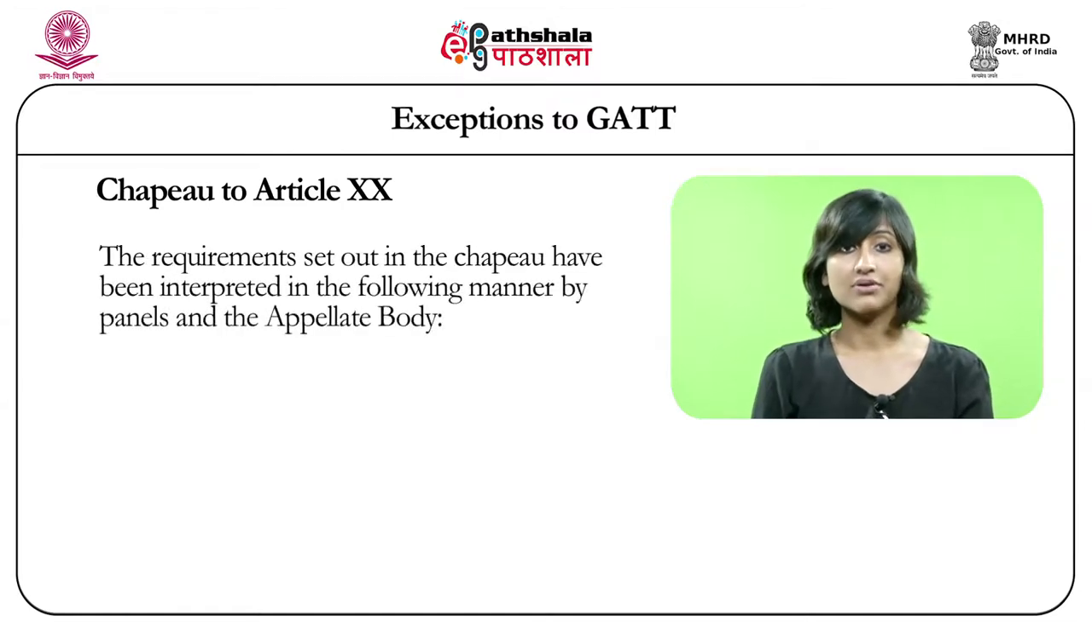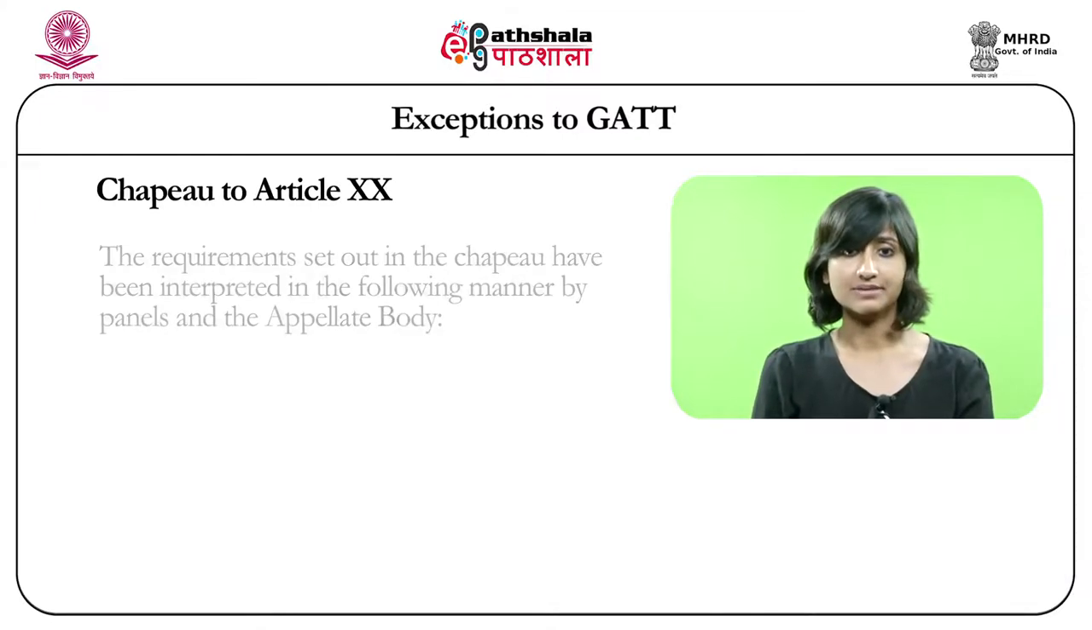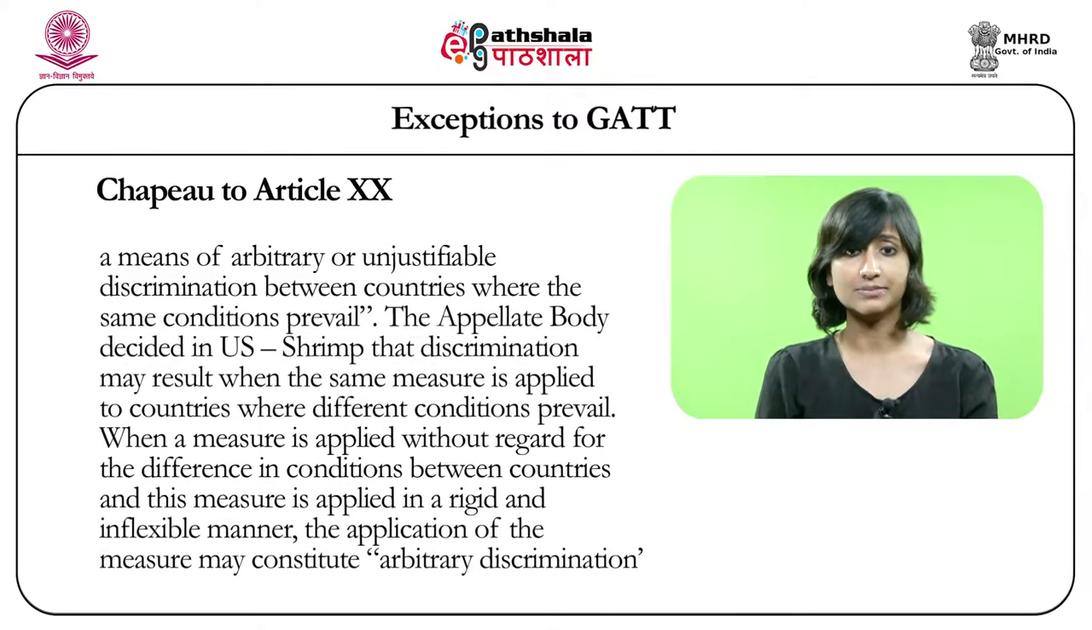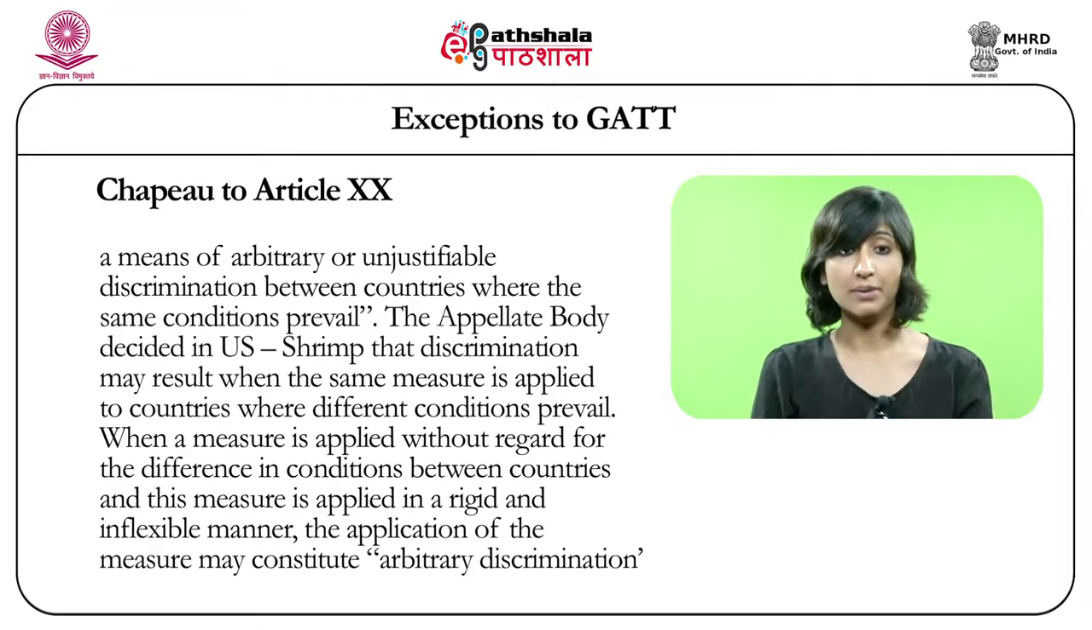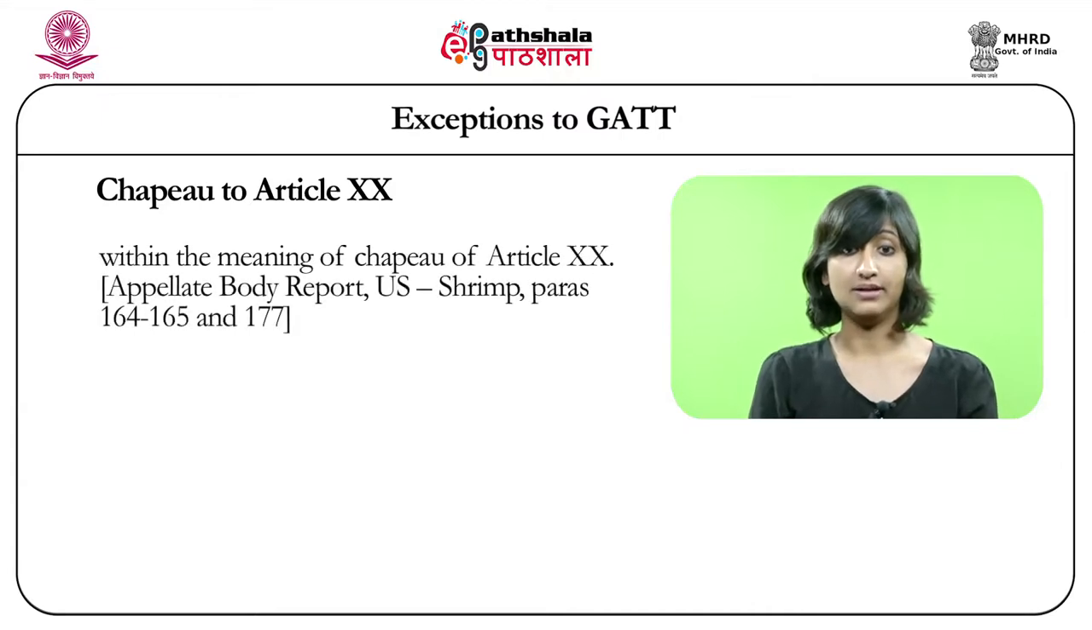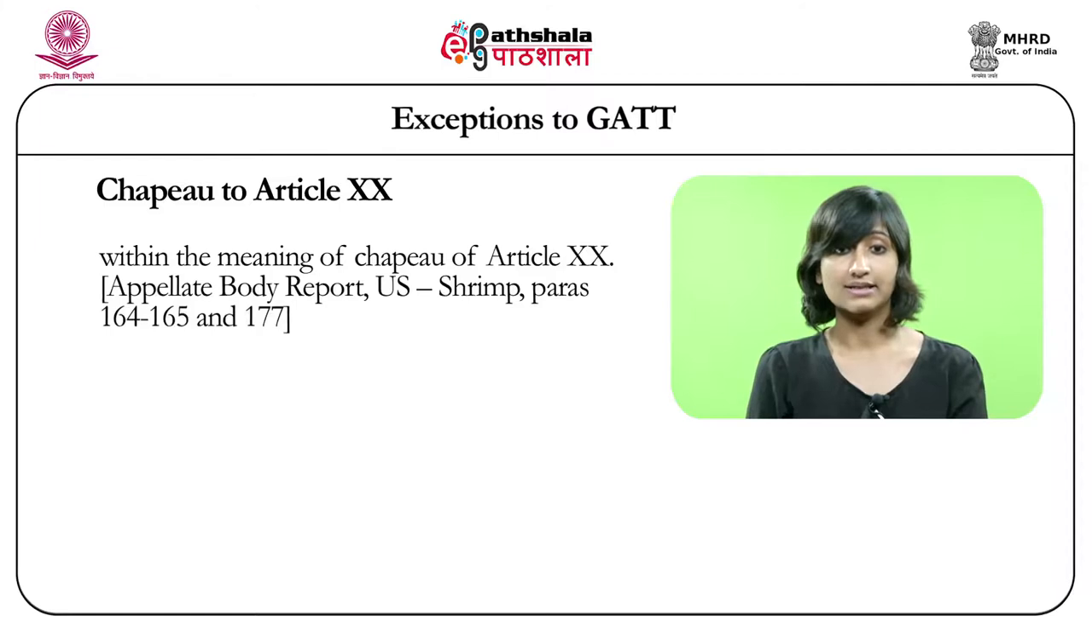The requirements set out in the chapeau have been interpreted in the following manner by panels and the Appellate Body. First, a means of arbitrary or unjustified discrimination between countries where the same conditions prevail should be present in the application of the measure. The Appellate Body decided in US Shrimp that discrimination may result when the same measure is applied to countries where different conditions prevail. When a measure is applied without regard for the difference in conditions between countries, and this measure is applied in a rigid and inflexible manner, the application of the measure may constitute arbitrary discrimination within the meaning of the chapeau to Article 20. This has been observed by the Appellate Body in its report in US Shrimp, paragraphs 164 to 165 and 177.